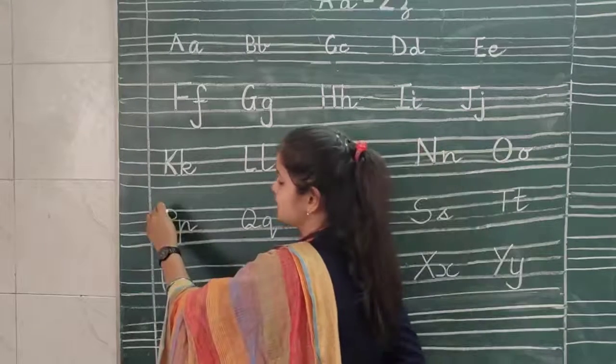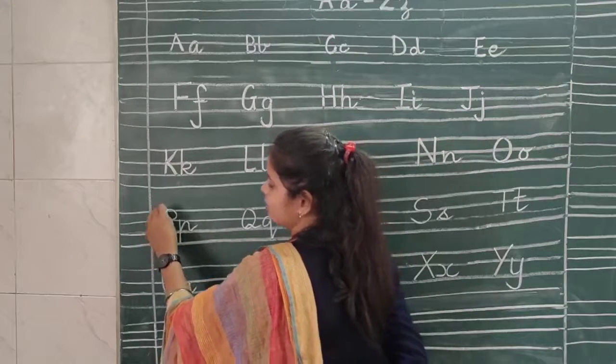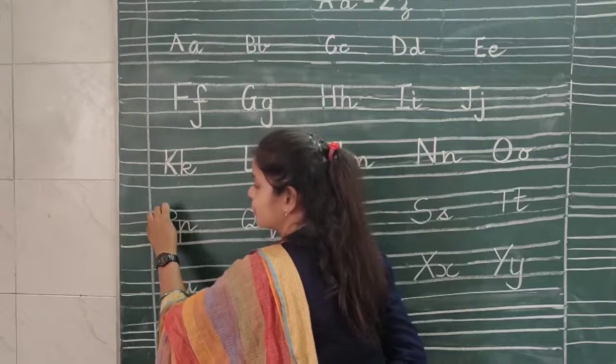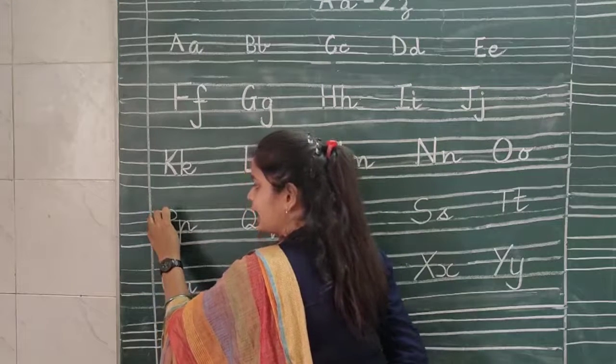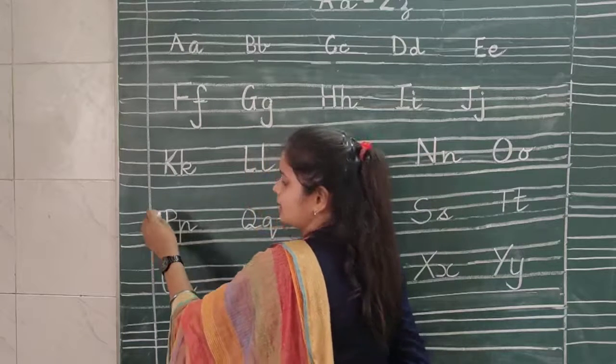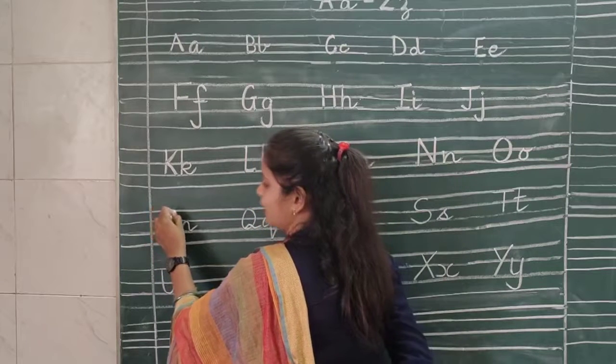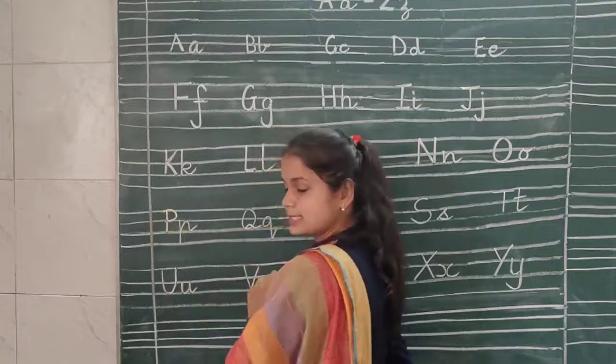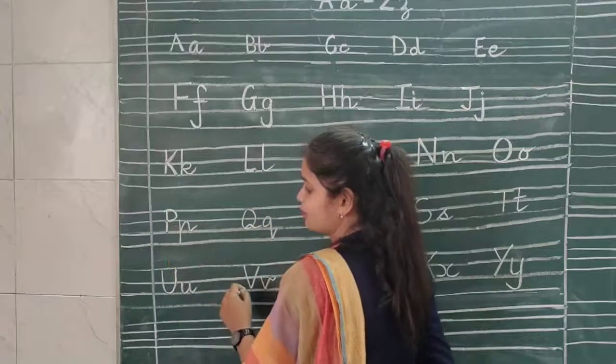P. Coming to the letter P, how we will write P? First line and a straight line to the third one. Okay. Then a round like this. Is that clear? So this is capital P.